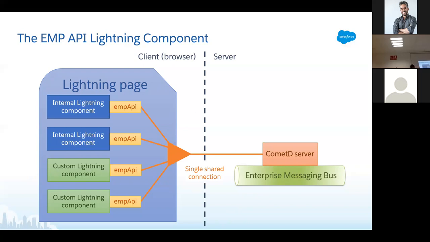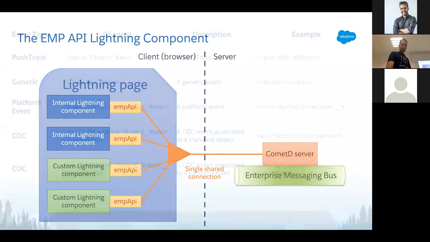This is what helps us not to have one connection per component, and this is really important in terms of performance. So that's the idea behind the EMP API. It hides the complexity and regroups all the connections that are shared on a given page. So it's scalable and performant.